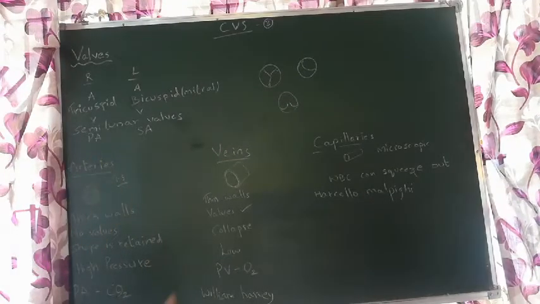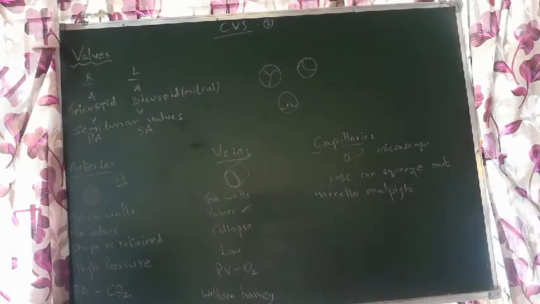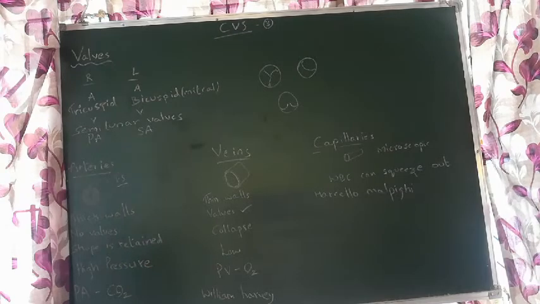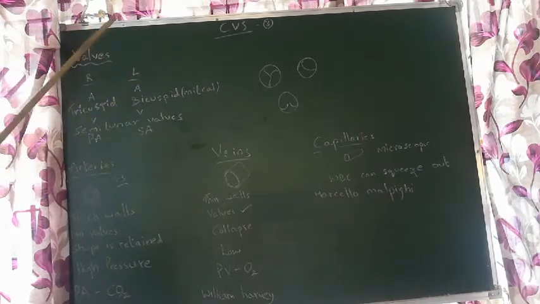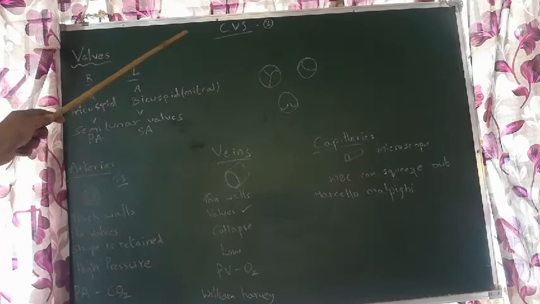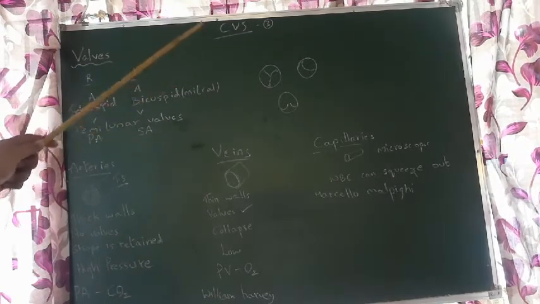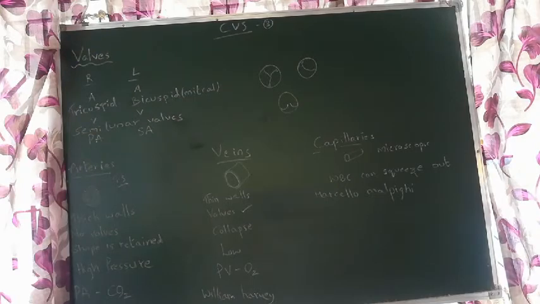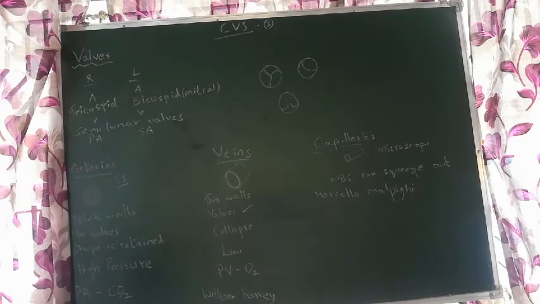So, welcome back children. Again it's the continuation of our circulatory system, third part of our circulatory or cardiovascular system, CVS, cardiovascular system, heart and blood vessels. Okay. And in today's class I will explain you certain terms like valves, arteries, veins and capillaries.